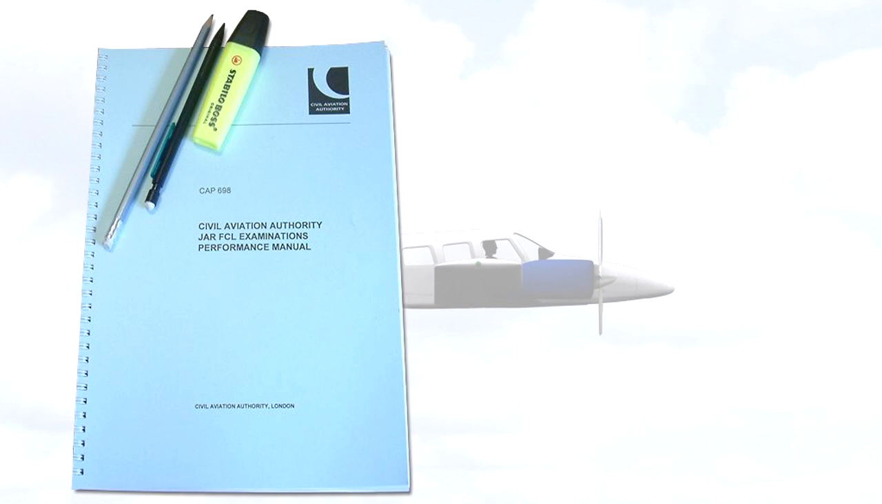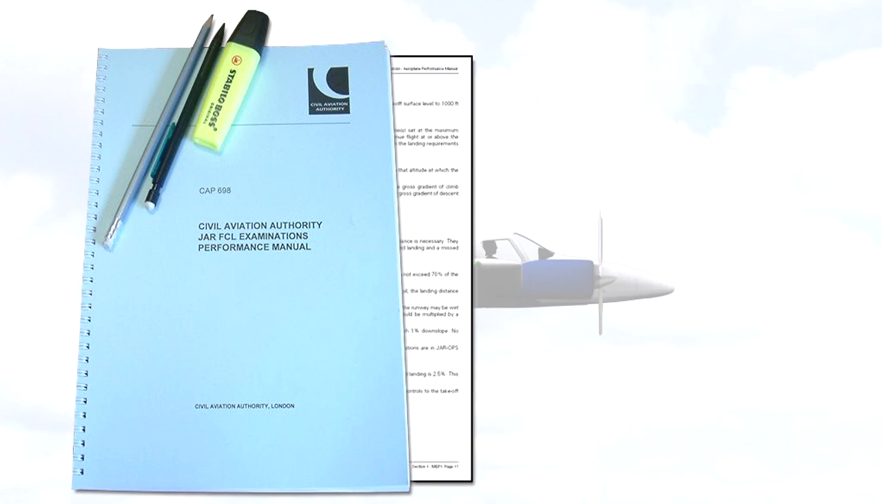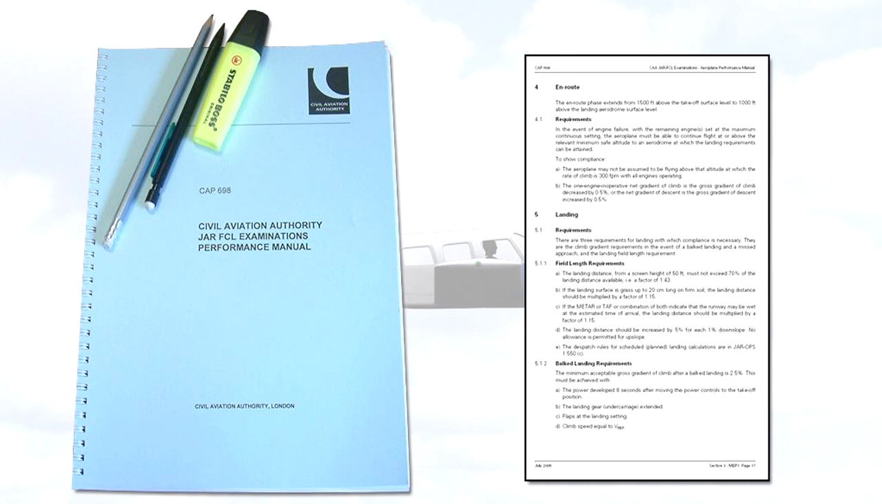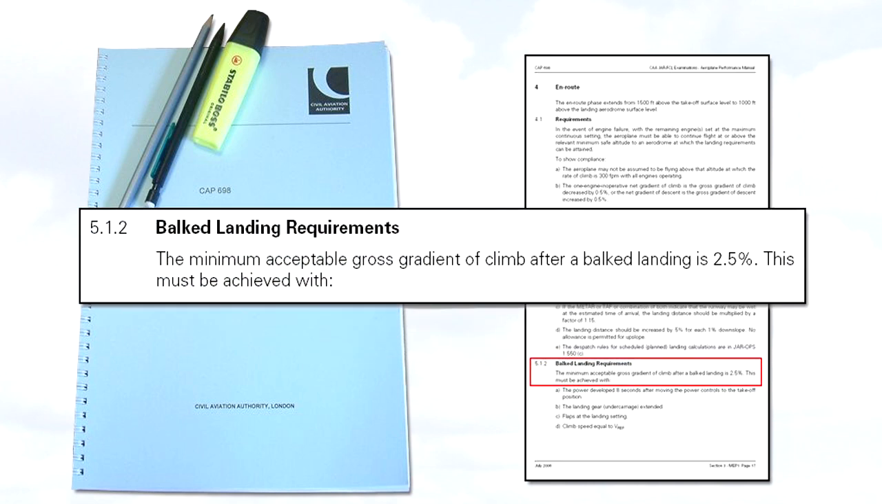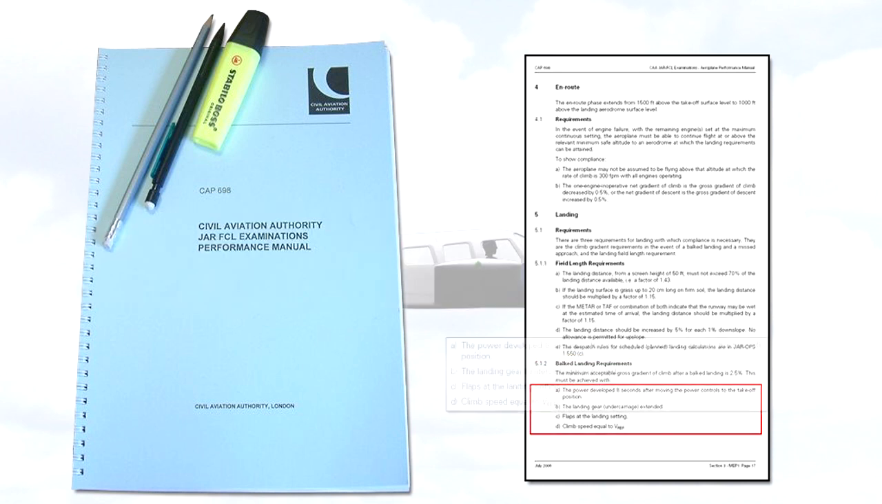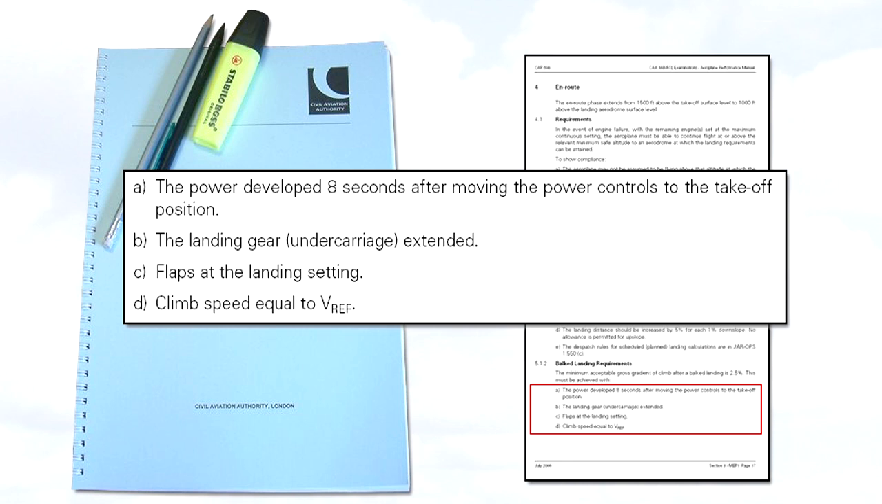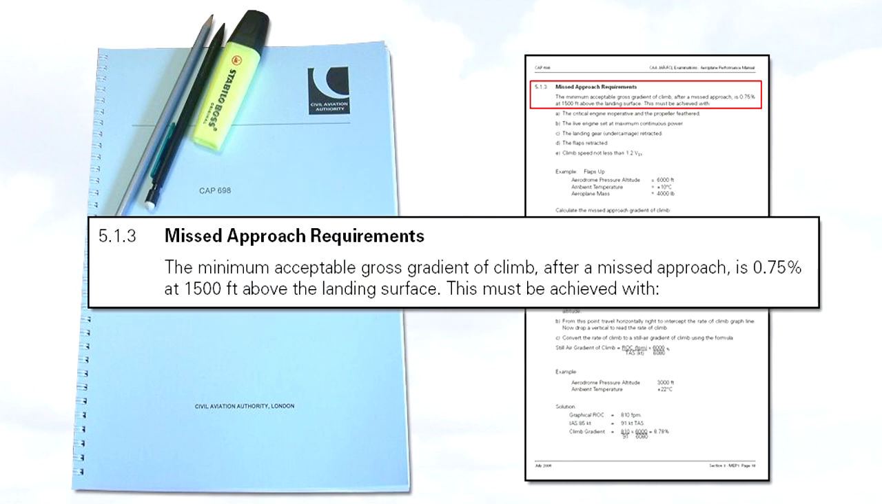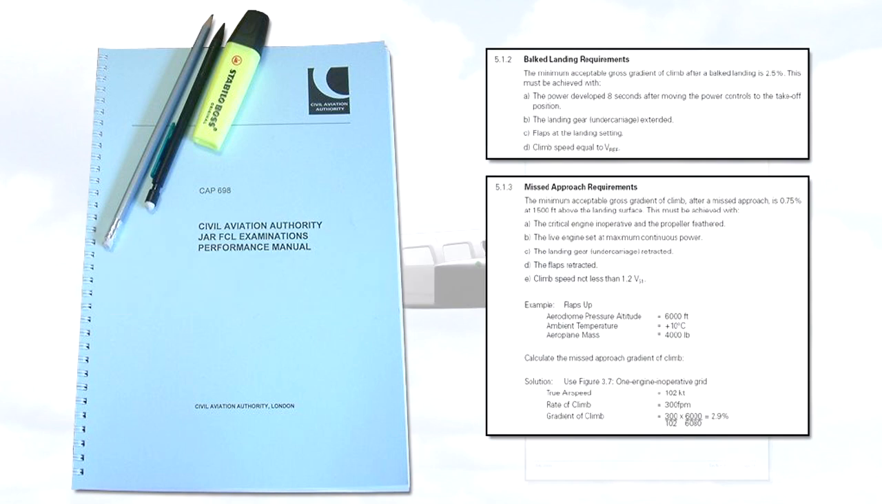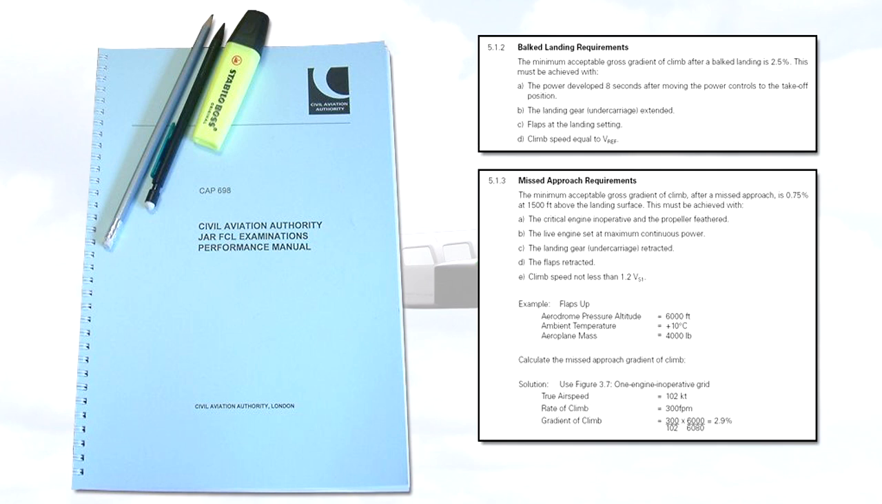We did mention earlier that the CAP manual shows the climb requirements. On page 17 of Section 3 is the all-engine climb gradient requirement, which, in CAP 698, is called the balked landing requirement. This repeats that the gradient of climb must be at least 2.5%, and that this gradient must be achieved with these conditions. On the following page is the one-engine climb requirement, this time called the missed approach requirement. Remember that the minimum acceptable gradient must not be less than 0.75% at 1,500 feet above the aerodrome. Thankfully then, these landing climb gradient requirements need not be committed to memory.